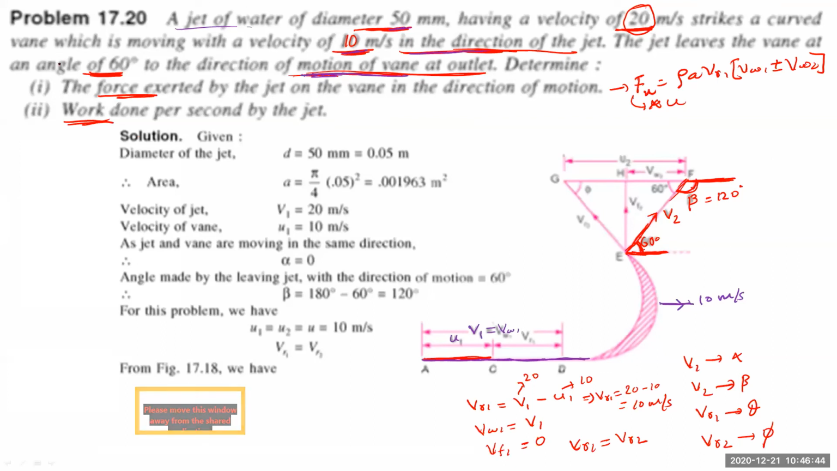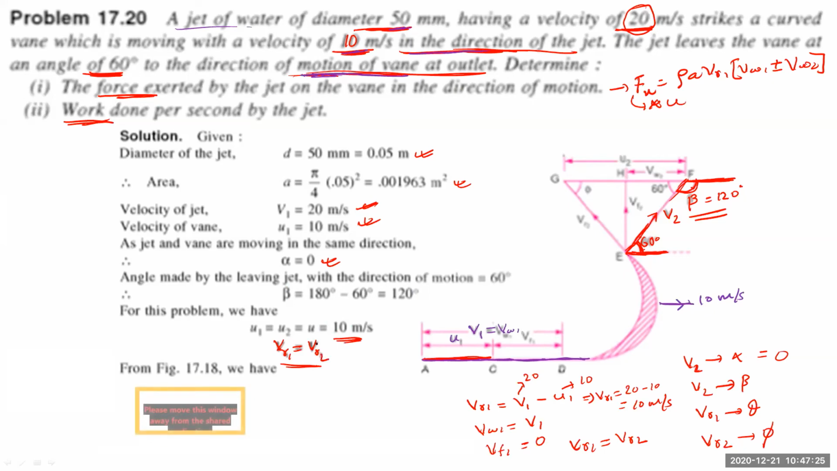Here you can see whatever I have just told you is written on your screen. This diameter is the given data. Based on your diameter, you can calculate your cross-sectional area. V1 is given, U1 is given, alpha is 0. You can see here alpha is made by V2, and since V2 is horizontal, alpha is 0. Beta is 120 degree. U1 equals U2 equals U equals 10 meter per second. Given in the numerical, VR1 equals VR2.